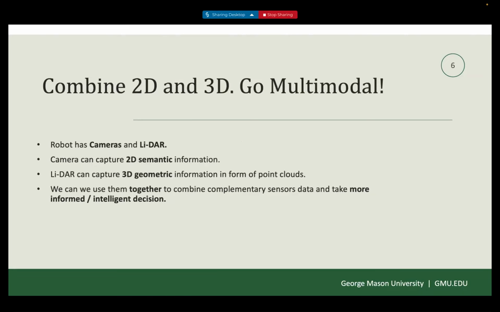And these days all robots have cameras and LiDARs. Images capture 2D semantic information, and with 3D LiDAR, all the point clouds have XYZ coordinates and perfectly represent geometric information, though there's some noise. So the thing is we could use both 2D semantic information and 3D geometric information, and fuse them together to solve our social navigation problem.